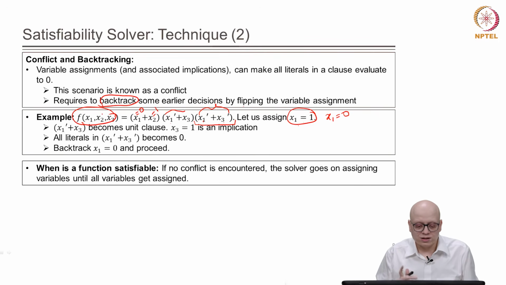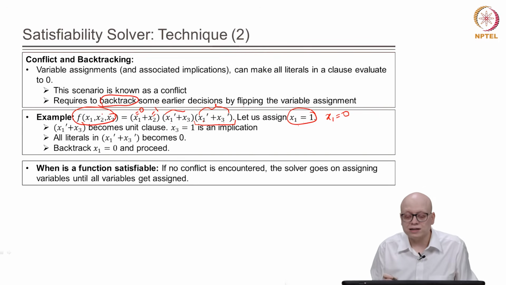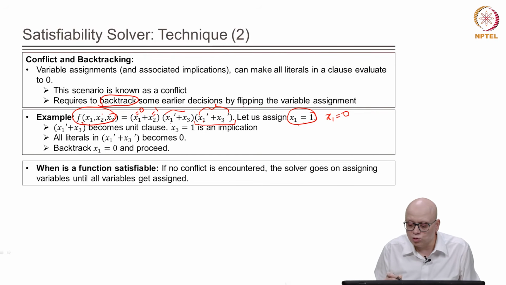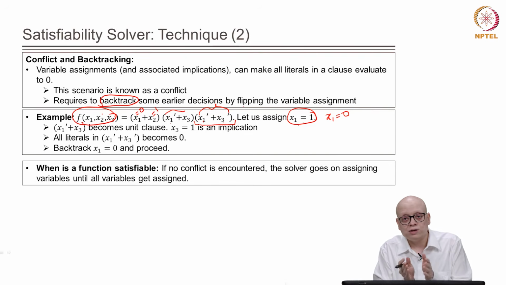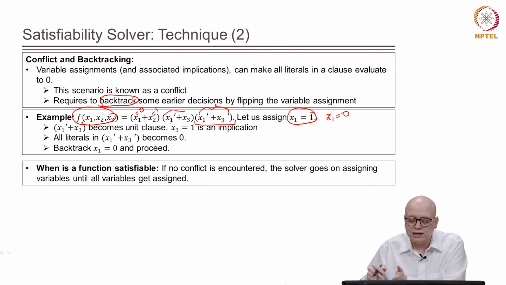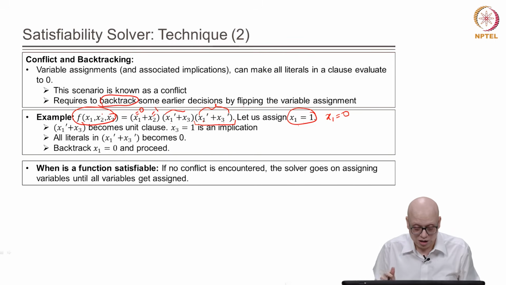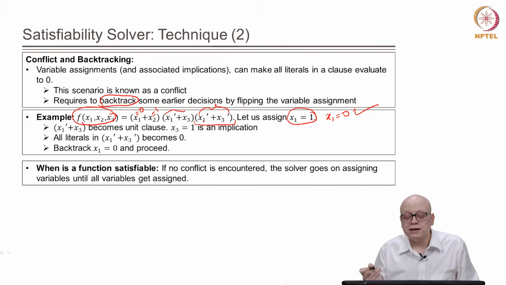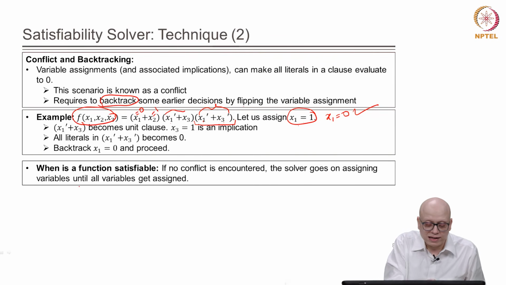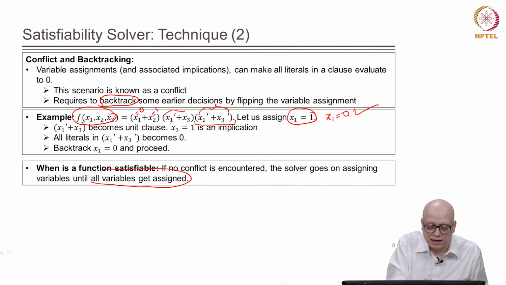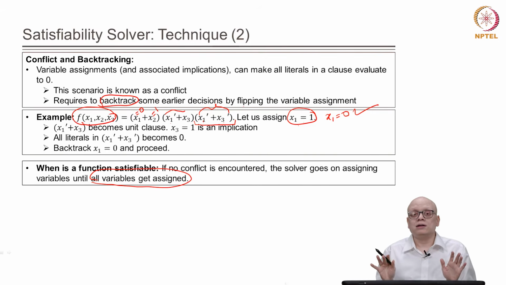Now, when is a function satisfiable? If no conflict is encountered, the solver goes on assigning variables until all the variables get assigned. Like in this case, we toggled the earlier assignment and we proceeded, and when we toggled it, we did not get any conflict. So, the solver goes on assigning variables until all variables get assigned and we reach a satisfying assignment, and we say that the function is satisfiable.